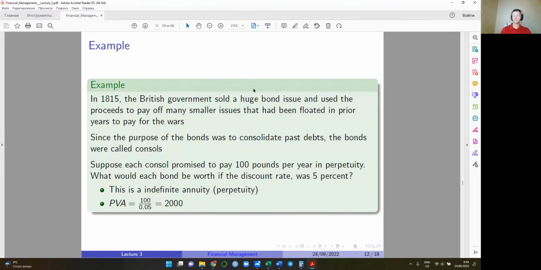£2,000. 100 divided by 5%. Very difficult. £2,000. This is the maximum price that you are ready to pay for this consol if you have an opportunity to invest at 5%. Questions about perpetuities? Is that difficult?